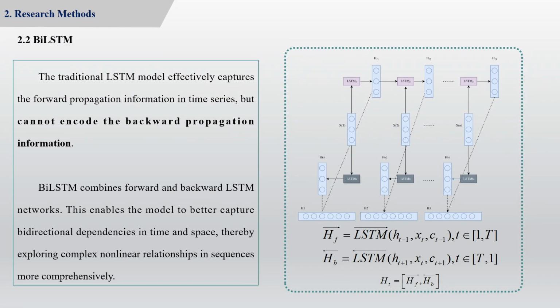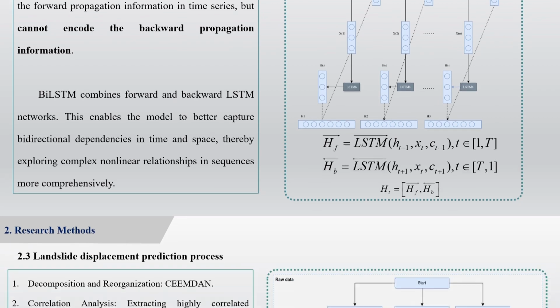For the displacement prediction model, we adopt bidirectional long short-term memory, BiLSTM. While LSTM is widely recognized for its strength in time series prediction by capturing temporal dependencies through forward propagation, it cannot consider future information. The BiLSTM model addresses this limitation by integrating both forward and backward LSTM layers, enhancing its ability to learn complex temporal dependencies and improving generalization.